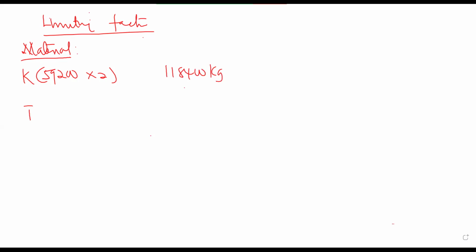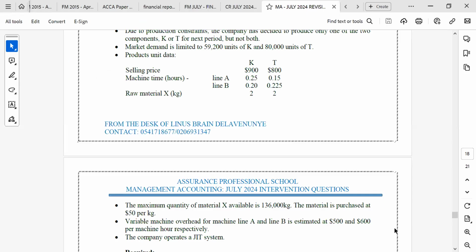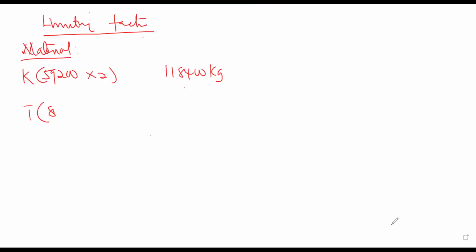Let's come to product T. If we want to produce product T, what will be the total quantity of material that we are going to be using? That will be 80,000, so 160,000. Okay, so in terms of material, we can only produce product K, isn't it? So product T cannot be produced using the material that we have available, that will be 136,000.